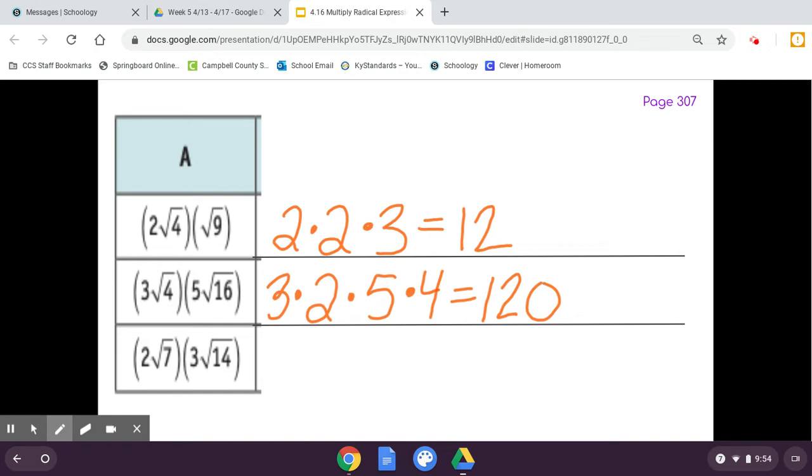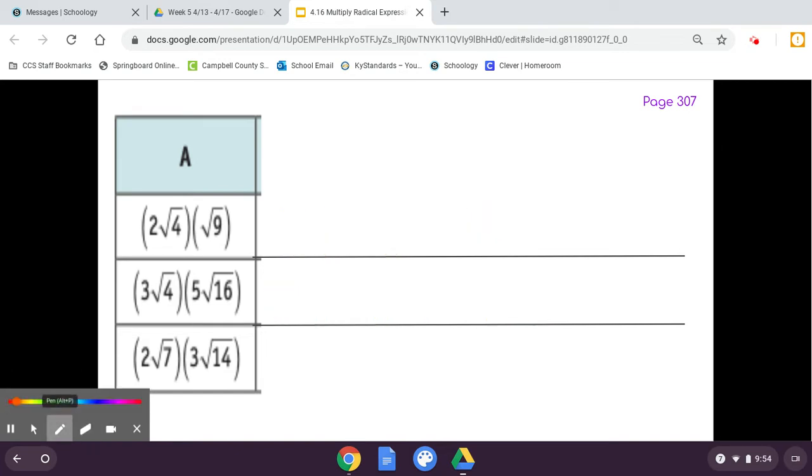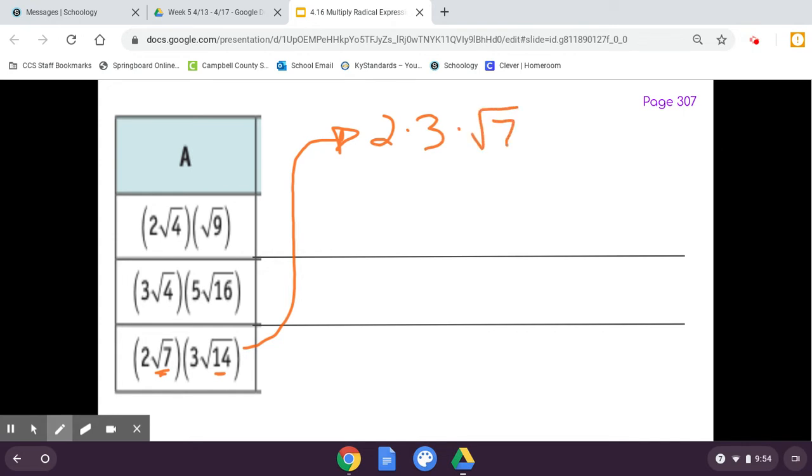All right, so this last one is a little bit more difficult, so I'm going to clear the screen here so I can use as much room as I need. All right, so this one I have 7 and 14 are both irrational. So I can't pull out a perfect square. But I can, however, do 2 times 3 times square root of 7 times square root of 14, which gives me 6 square root of 98. Well, 98 has a perfect square in it that I can pull out for sure.